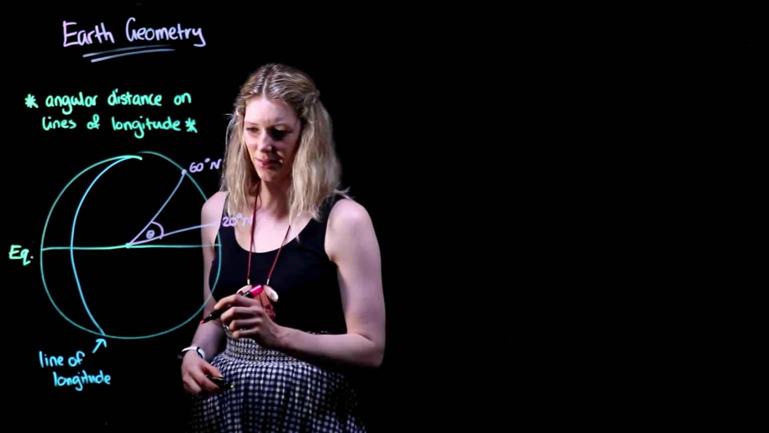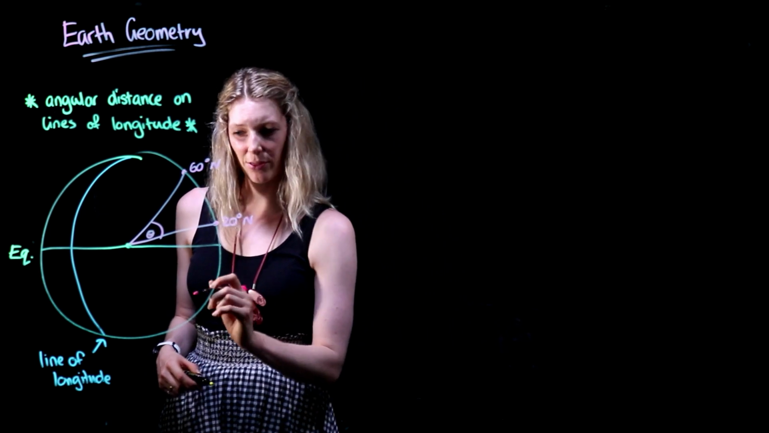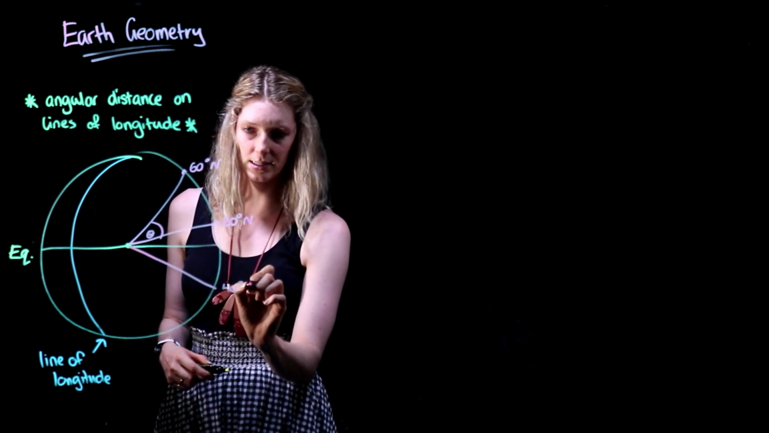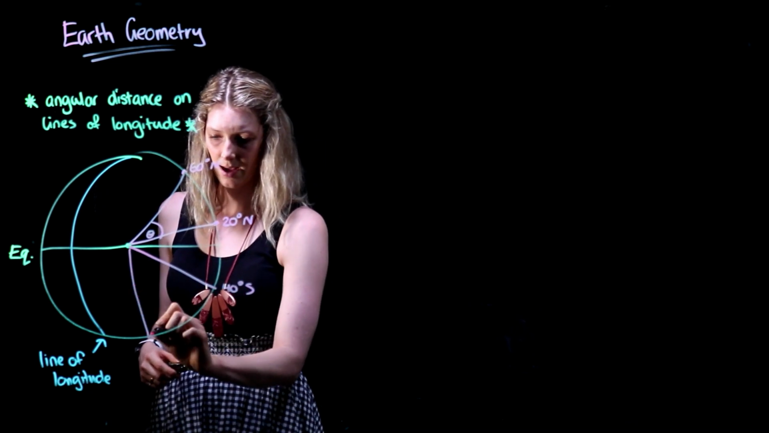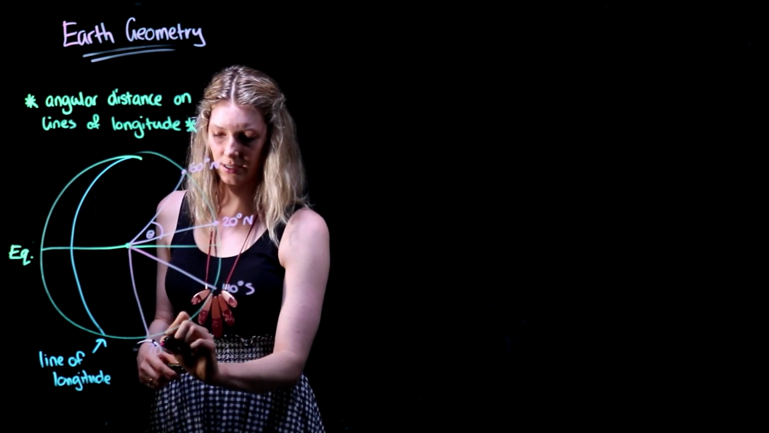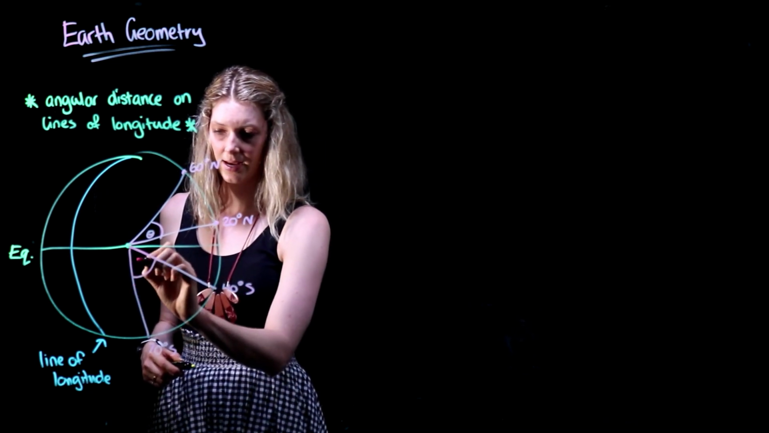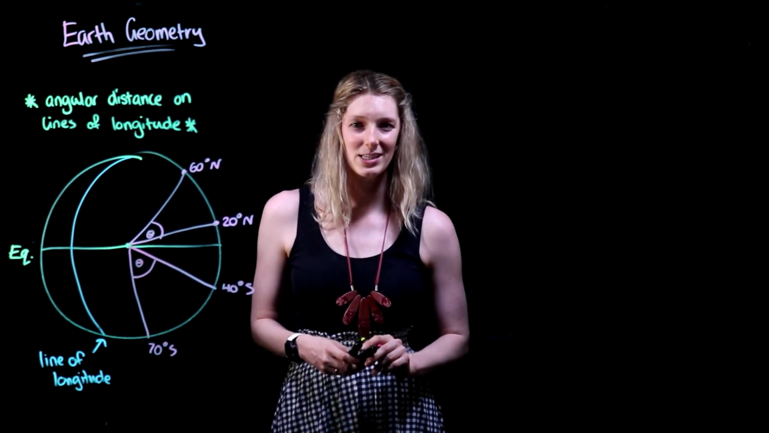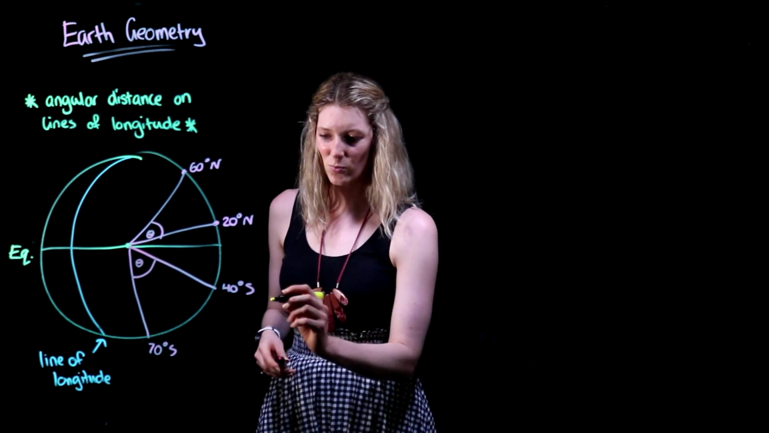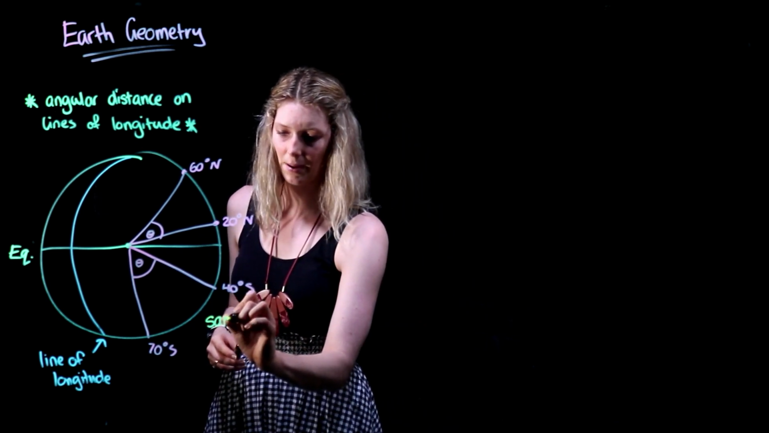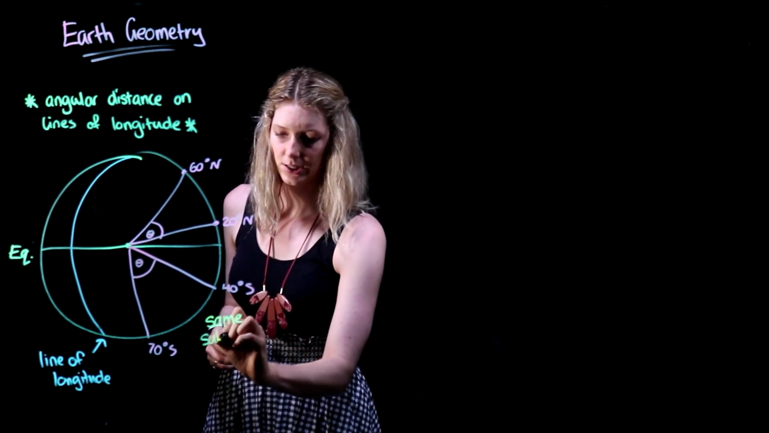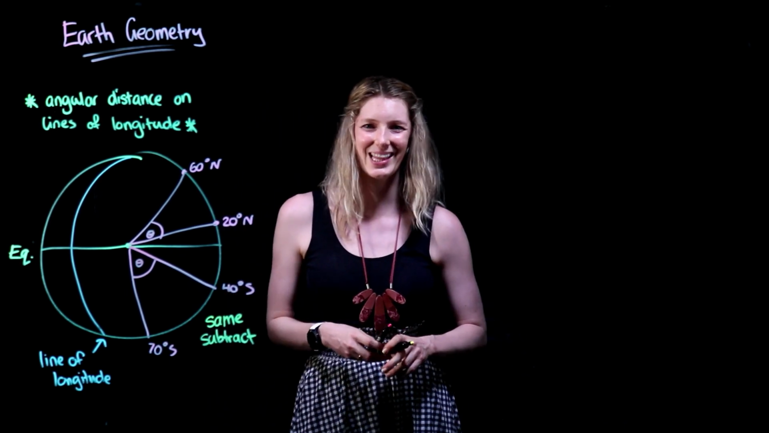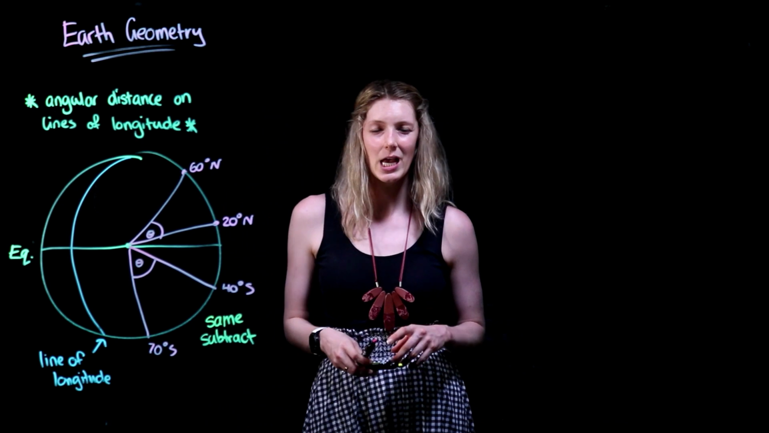We can do a similar thing if we have two south measurements. So let's say we had 40 degrees south and 70 degrees south. This angular distance here can also be found by subtracting. So we could say same, subtract, when we are considering these angular distances.